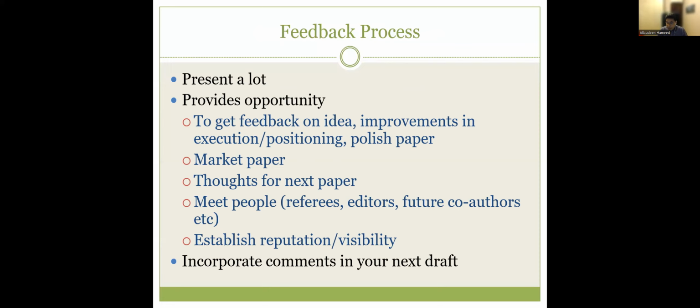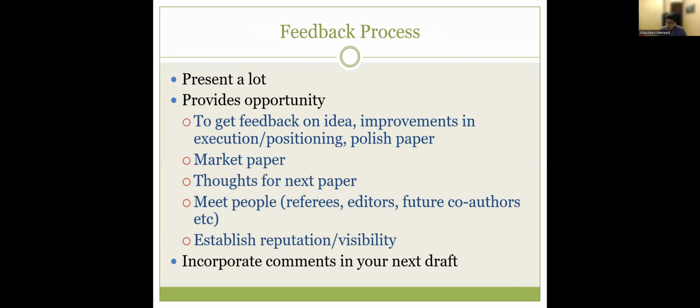As I said, there are a lot of top journals. Papers are usually presented multiple times in many conferences and seminars. So the feedback process is important because it helps not just with feedback on the idea, but also the positioning and the execution, and helps to nail down some nuances that are not fully addressed in the paper, so it sharpens the paper, right? And seminars and conferences help to market the paper as well.